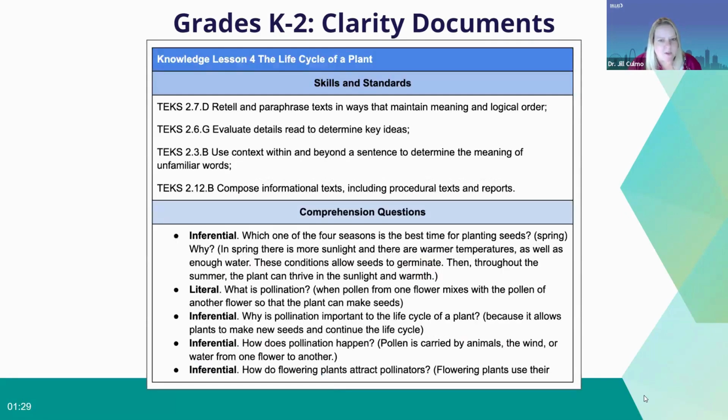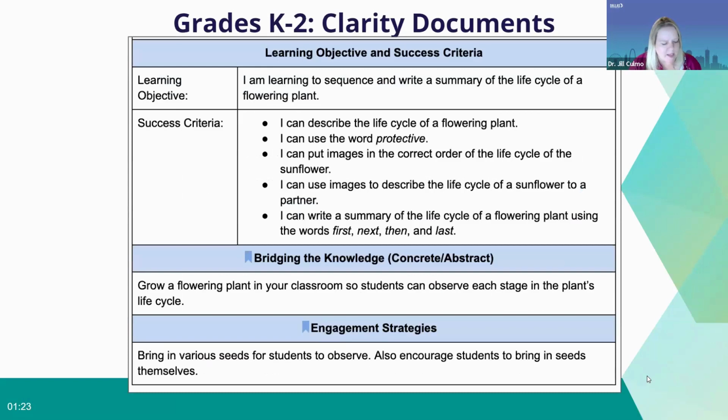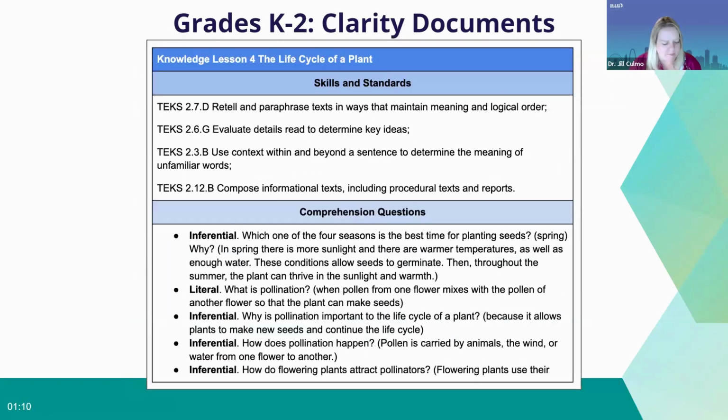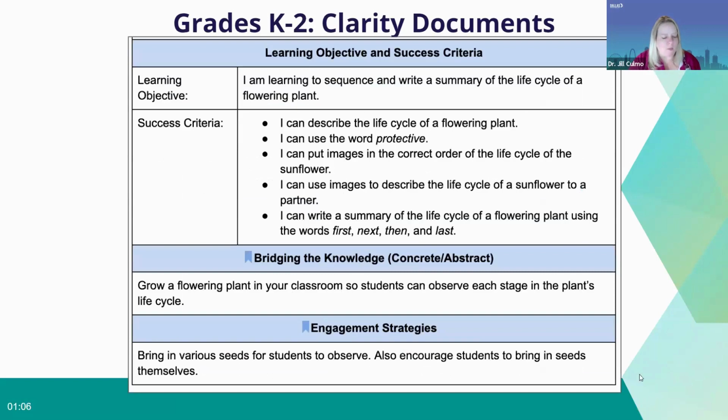This clarity document will again show you the TEKS for each lesson, the learning objective and success criteria, and suggestions for building students' background knowledge and ideas for strategies to engage students. Something else to note is that the comprehension questions for the read aloud are listed on this document. These documents can be used alongside the lesson to help internalize and plan for instruction.